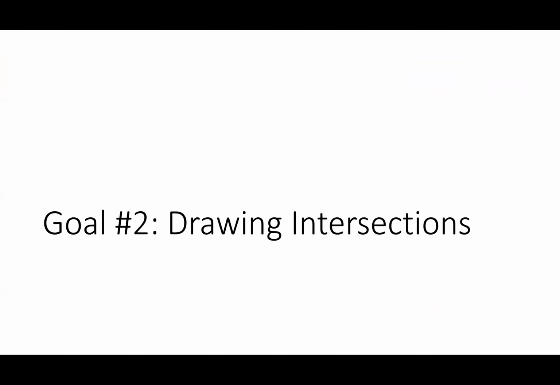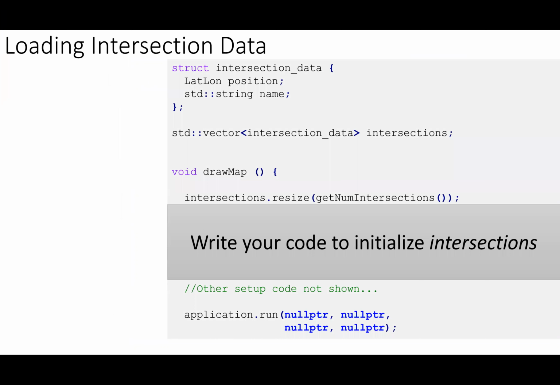Okay, so our next goal is to actually draw the intersections. And you're probably going to have trouble doing this, but basically, I've made a little structure for my intersection data. So I've got a name and a position in latitude and longitude for every intersection. I actually made a global variable called intersections. It's of type this intersection data. So I'm going to put in my vector: what's the location of every intersection? What's its name? And in my draw map, I'm going to use this to draw. Okay, so I'm just going to show you what that code looks like.